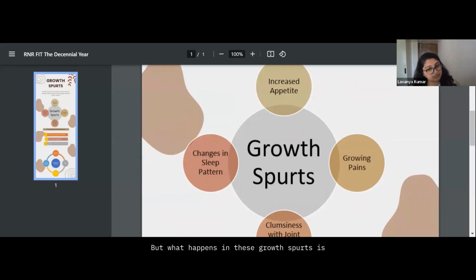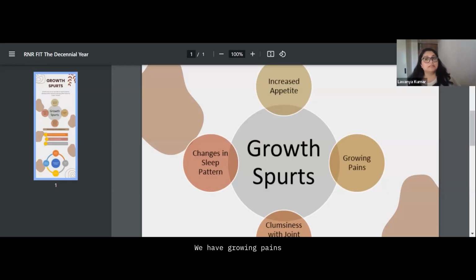But what happens in these growth spurts is there's an increase in appetite. And it's expected, given the body's need for calcium, all the vitamins and the protein intake in order to increase the length and work on building that base. This is where you see that your child is tending to eat a lot more, and no matter how much they eat, sometimes they can still feel hungry right after eating as well. So that's an expected reaction at this particular period.